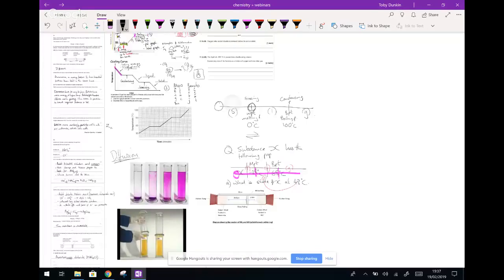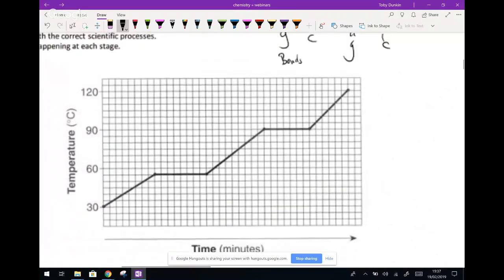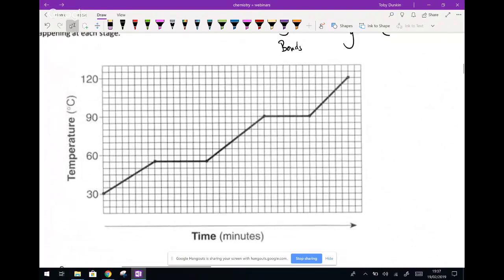Right. Once again, now, what I then did, I had to really dig for this question, folks. This question was not from EdExcel. I couldn't find one on EdExcel, but I found this on AQA.